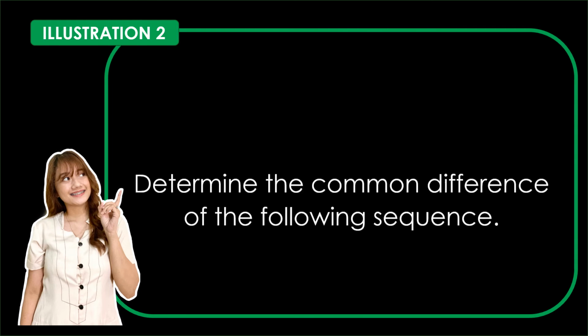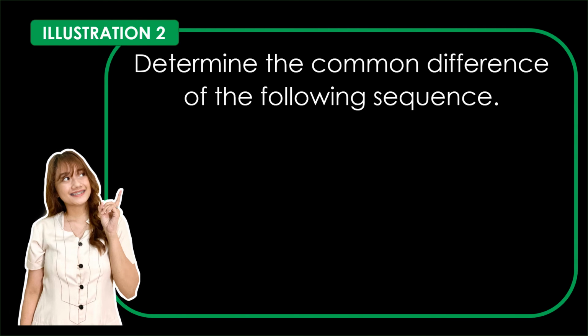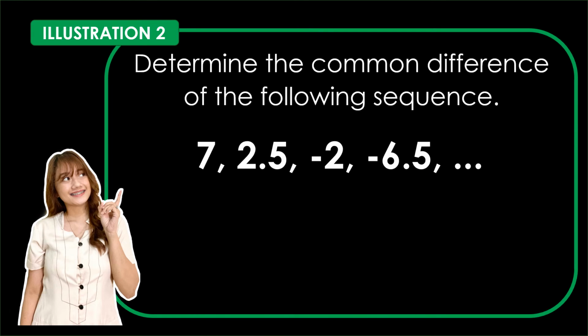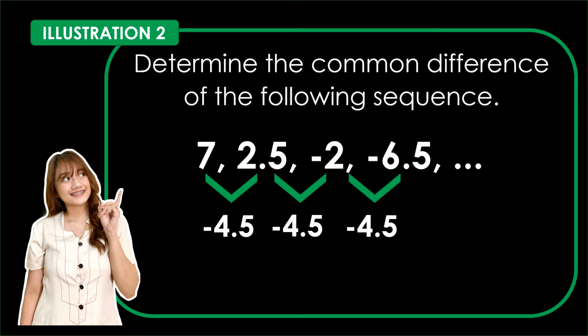Illustration 2. Determine the common difference of the given sequence 7, 2.5, negative 2, negative 6.5, and so on. Observe that if we add negative 4.5 to 7, this becomes 2.5. If we add again negative 4.5 to 2.5, this becomes negative 2. If we add again negative 4.5 to negative 2, this becomes negative 6.5.